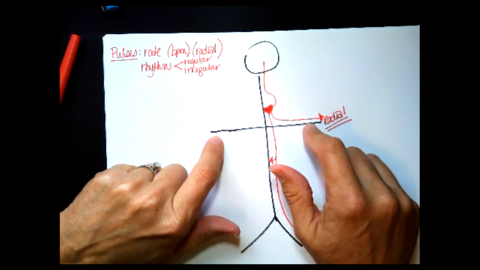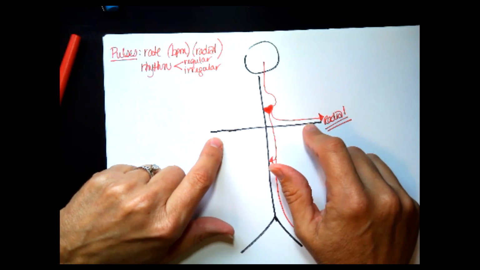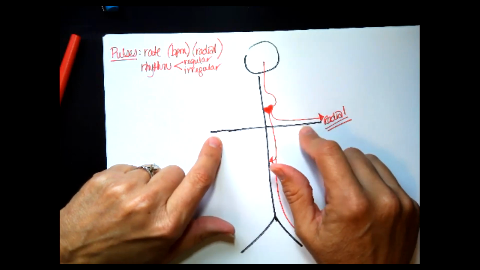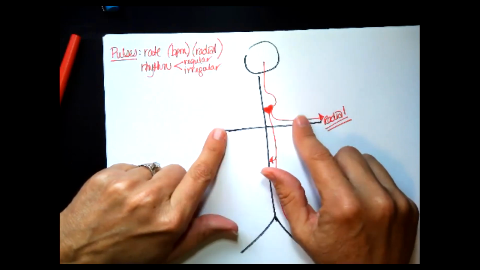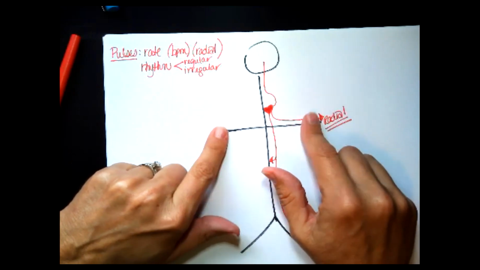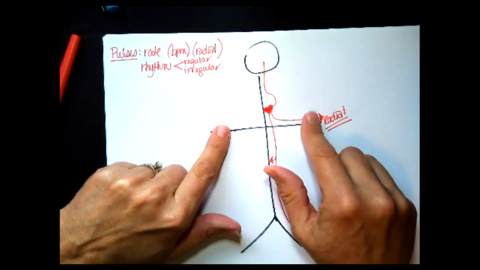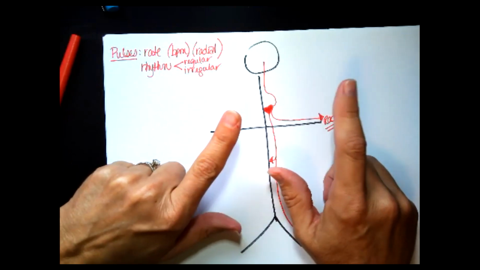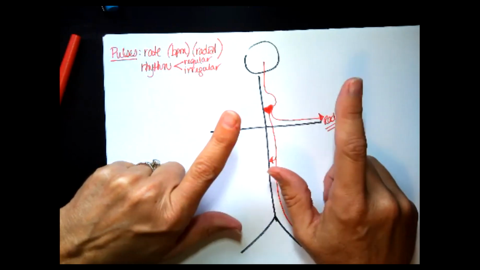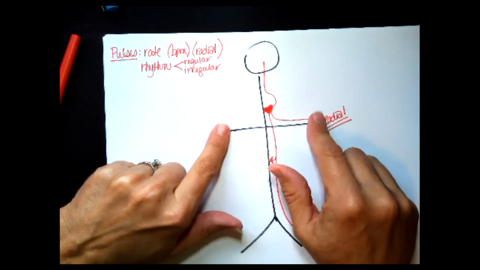It's predictable, so you kind of know when the next beat is. A regular pulse rhythm would be lub-dub, lub-dub, lub-dub, lub-dub, lub-dub, lub-dub. You know exactly when the next one should be. That means the rhythm is regular. It means the conduction system is setting out a very patterned conduction pattern.